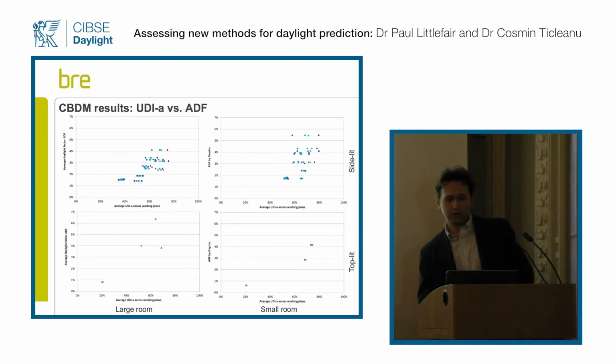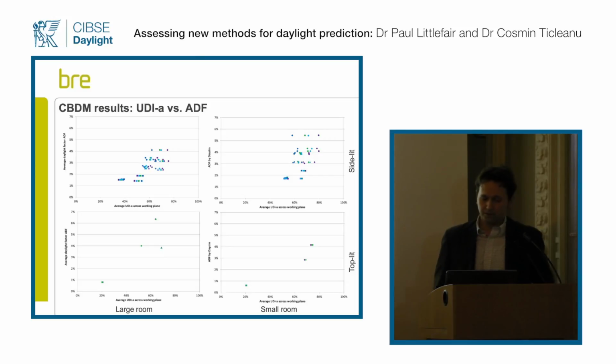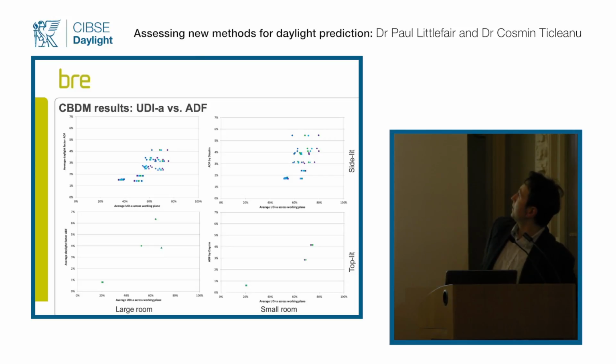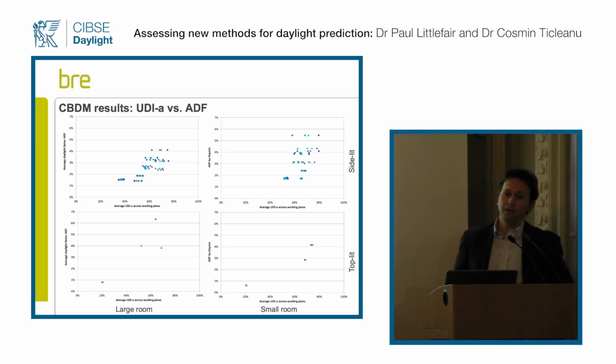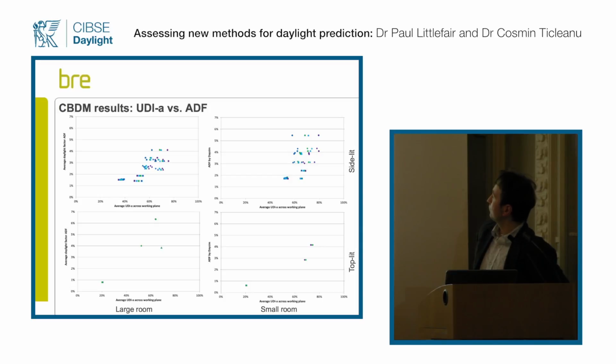This is UDI autonomous versus ADF, so something similar can be seen here. It is, however, quite difficult to achieve UDI above 80%, although it should be mentioned that, as explained earlier, this UDI autonomous was based on 2,000 lux rather than 3,000 lux. So obviously there's a difference there. But even so, you can see there are differences between the various scenarios. And this graph shows UDI autonomous versus DA 500.